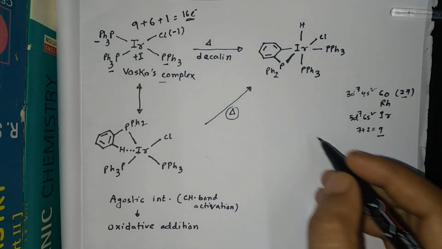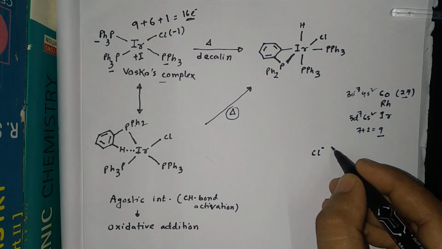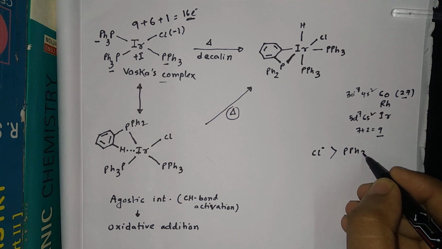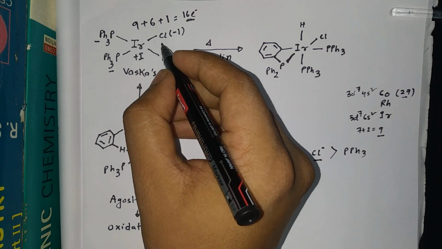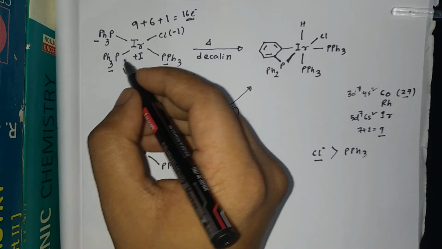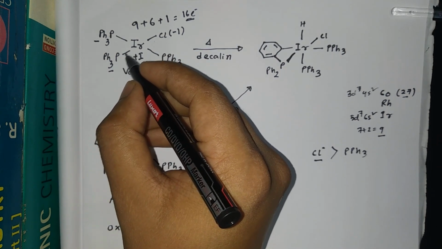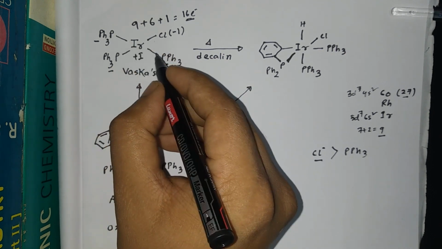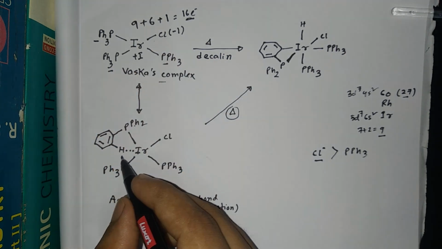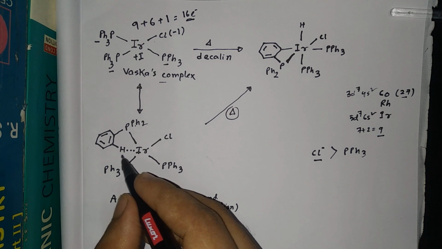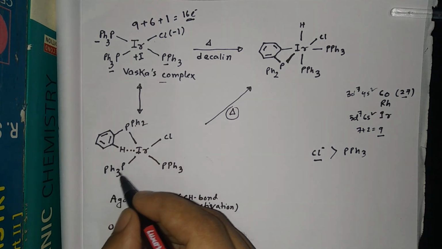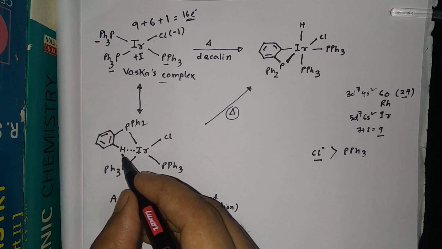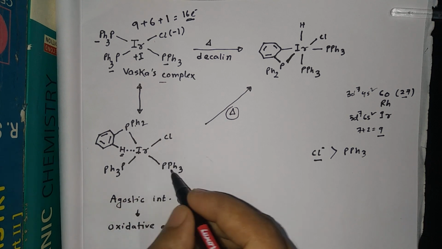We know the trans effect of Cl minus is greater than PPh3, and hence the bond trans to the Cl is labile, so this PPh3 has a longer bond distance, and these have a shorter bond distance. We know this agostic interaction is a proximity issue, and hence this phenyl ring is closer to iridium than the other PPh3 phenyl ring, and these two positions are equivalent.